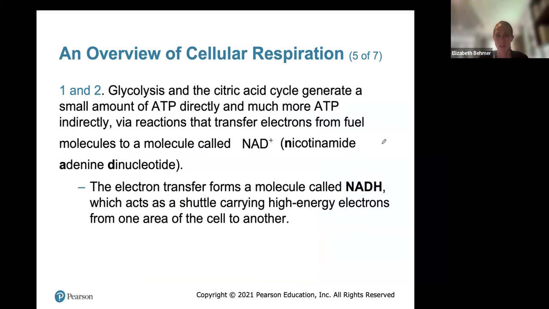So here we have a little bit more detail on glycolysis. It also creates NADH, and this electron transfer forms a molecule called NADH, which acts as a shuttle carrying high energy electrons from one area of the cell to another. This NADH will be really important for the final step of the process, the electron transport chain.